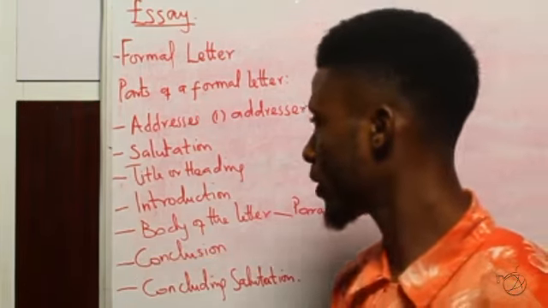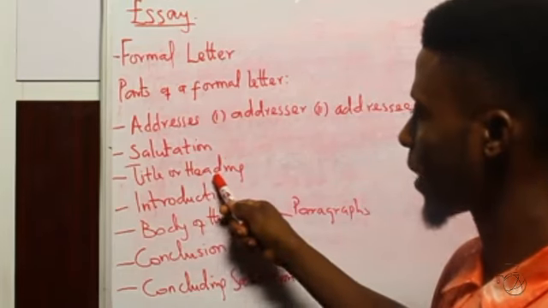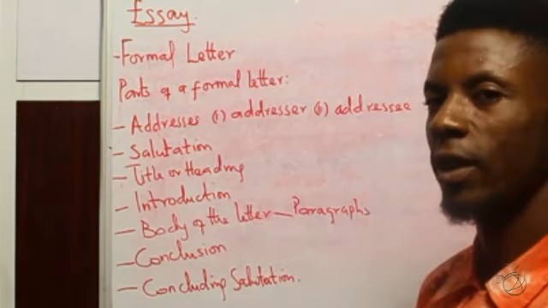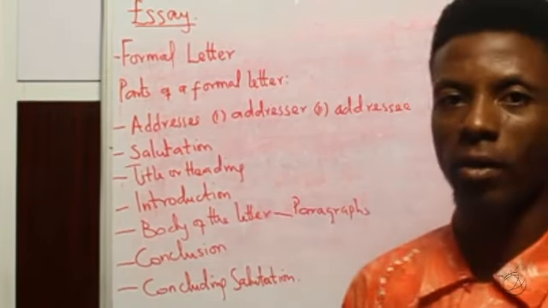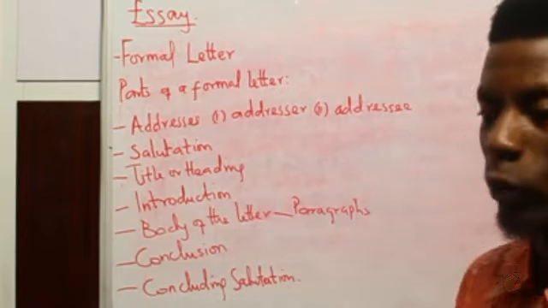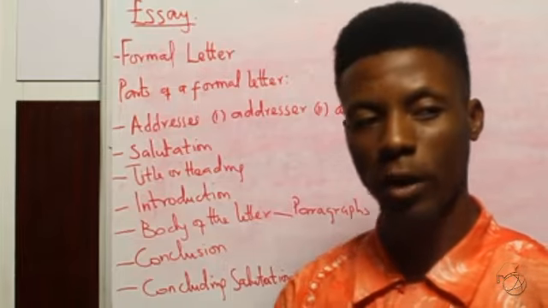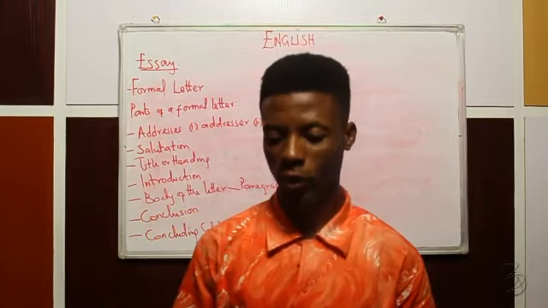After the addresses, we have the salutation. Then we have the title or heading. We have the introduction of the letter. We have the body of the letter in paragraphs. Then conclusion and concluding salutation. We are going to take a review of these features one after the other.